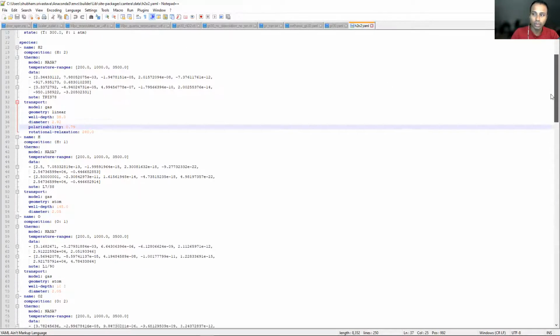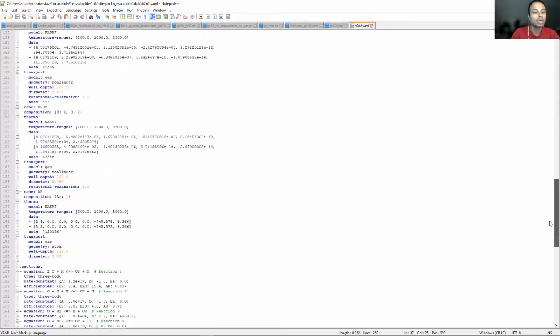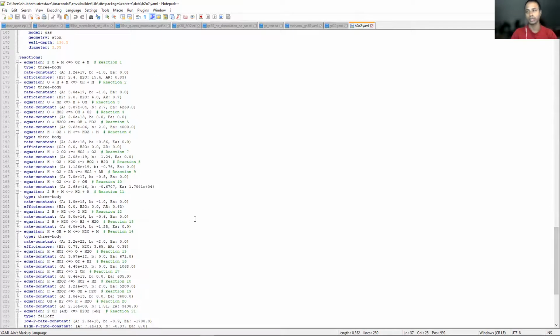However, once we scroll down, we start to see all of these reactions. So far, whatever we've done in Cantera, whatever we've learned, we have not used this part. In this segment, going forward, we will be using the reaction part of the input data files as well. Let's see how to do that.